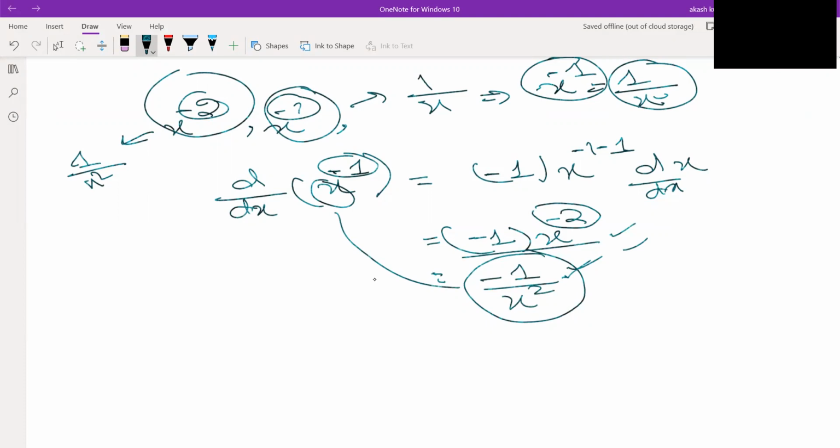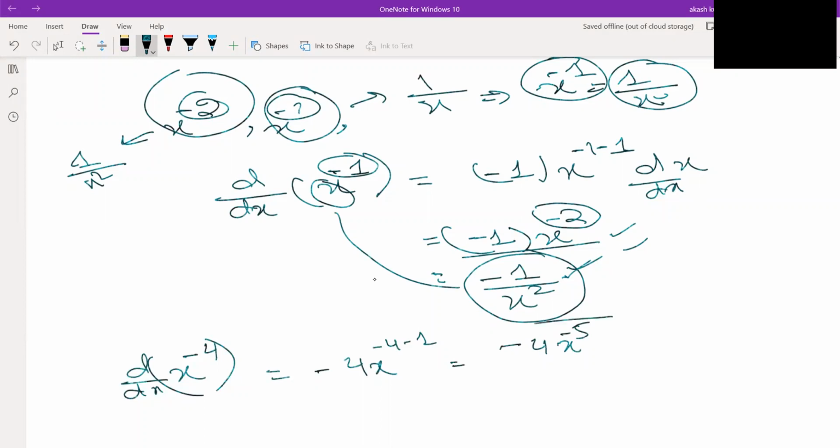Sure thing. Can you find the derivative of x^-4? Okay, so it's going to be -4x, and then the power will do -1 also, so it becomes -5. The same can be written as -4 over x to the power of 5. Yes. Good.